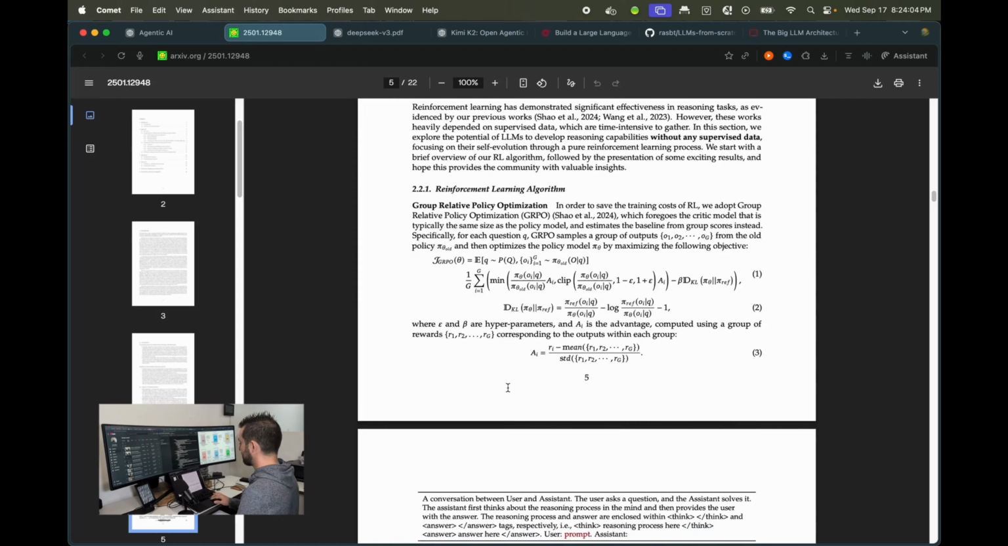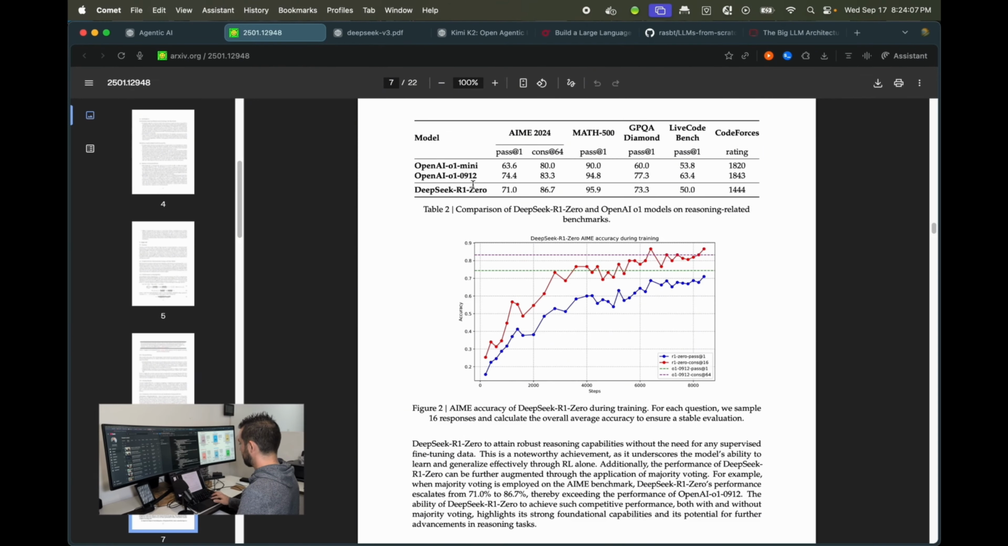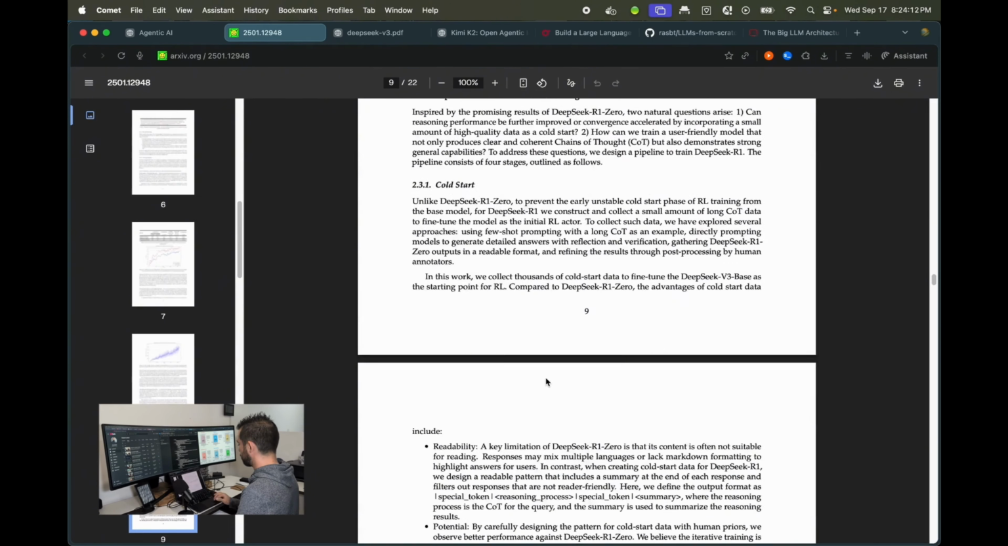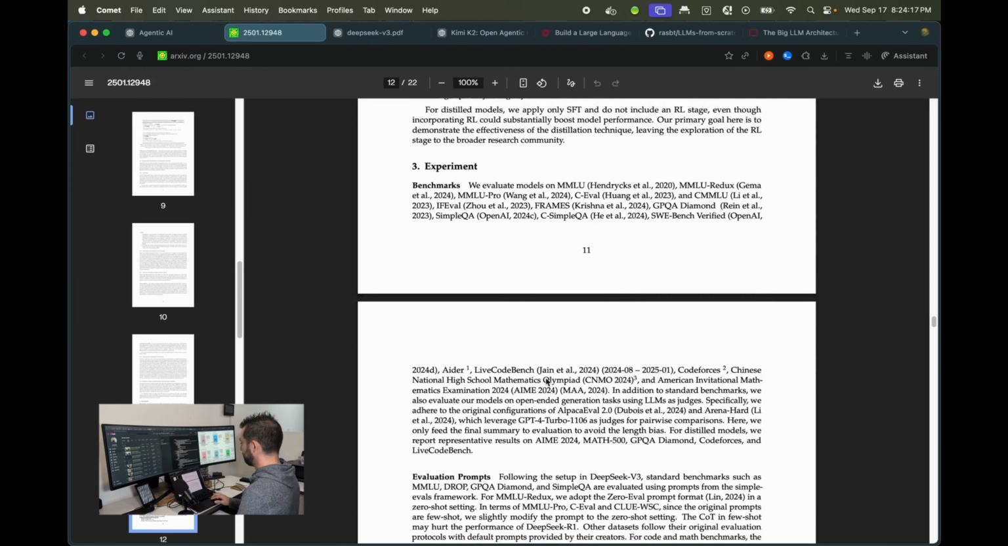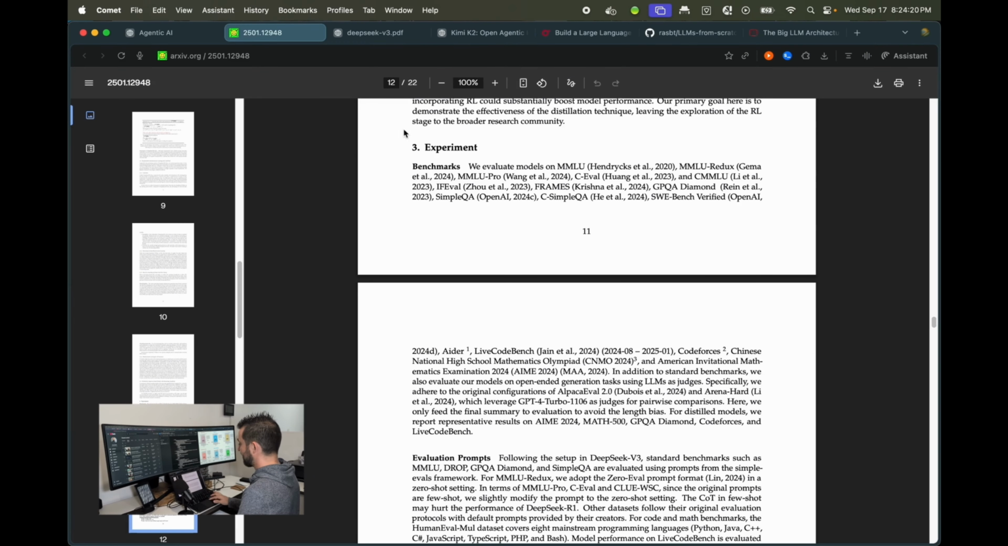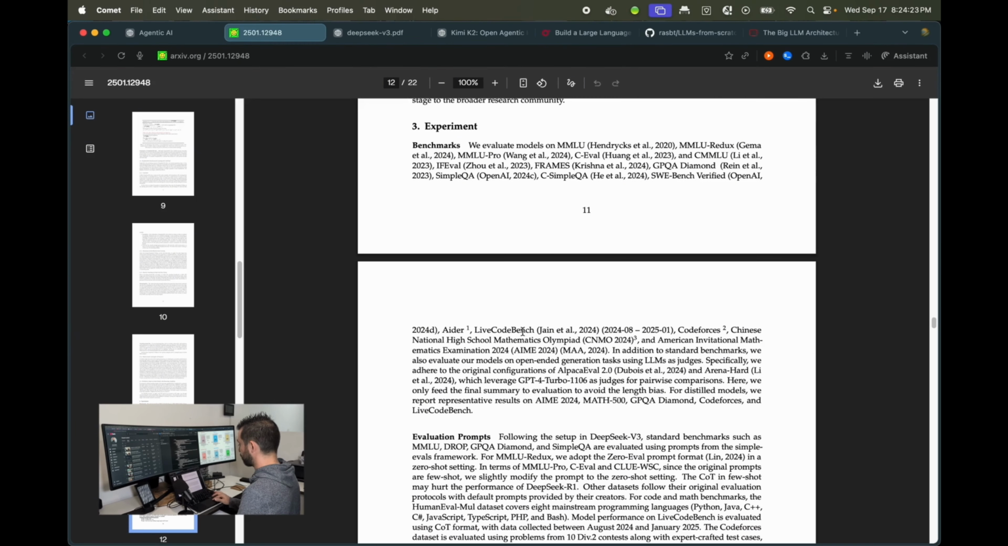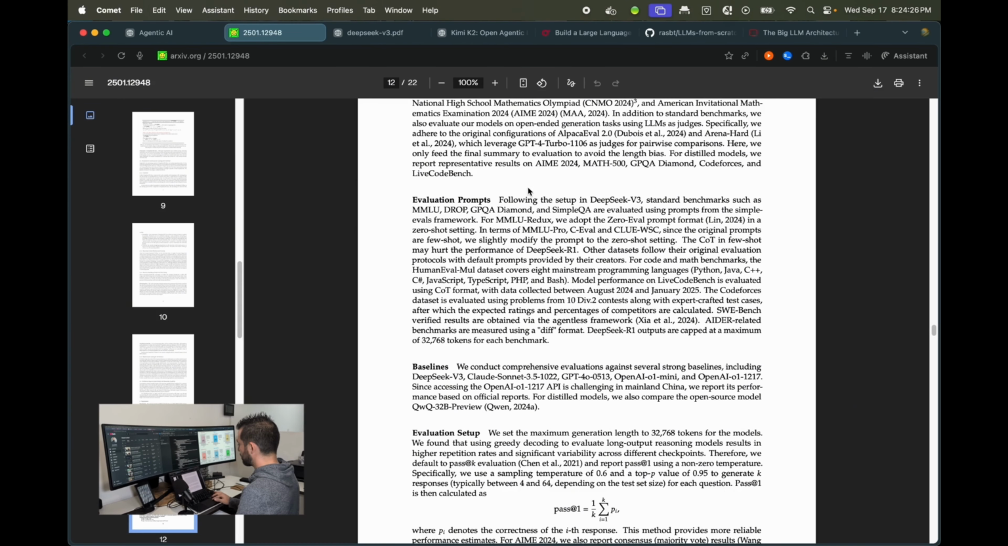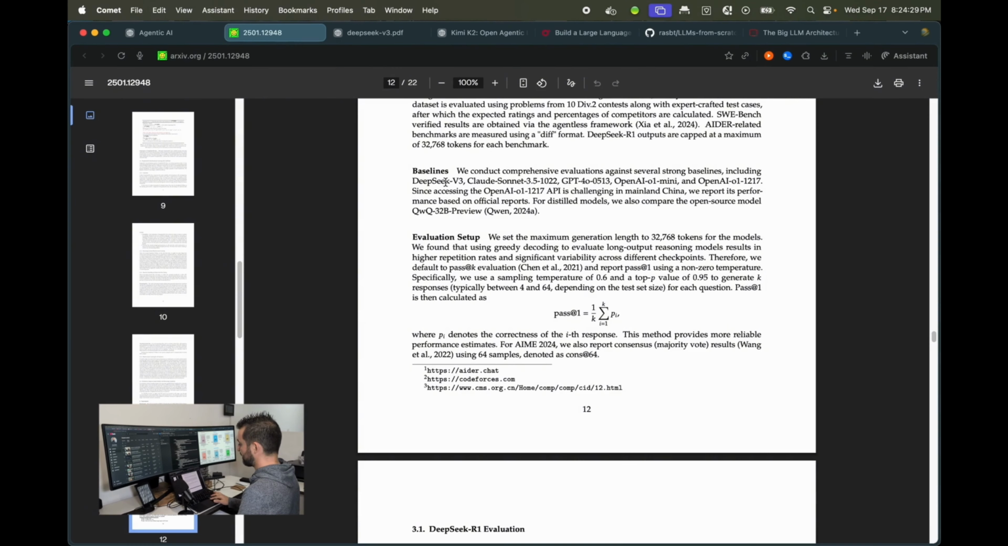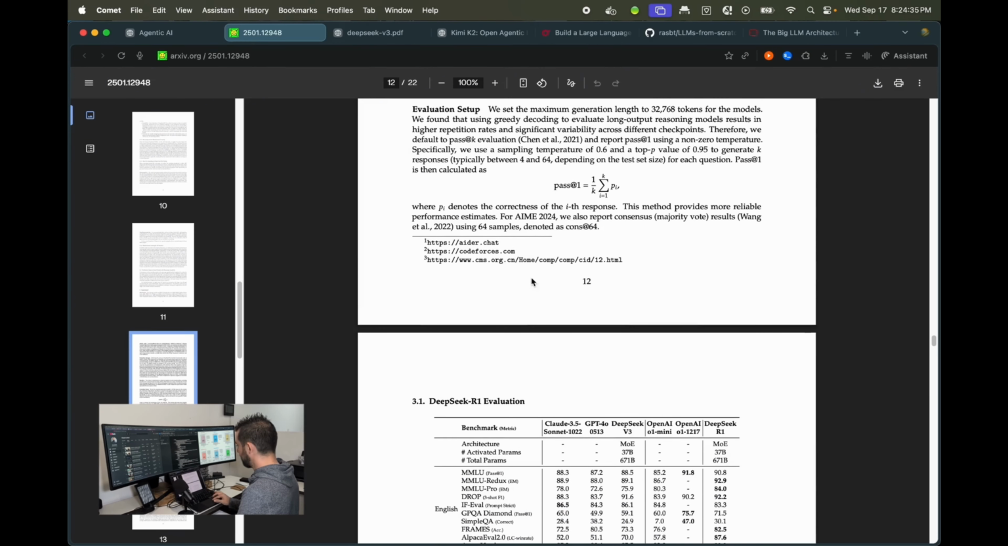We can see the mathematical descriptions, comparisons of different benchmarks, training curves, and experiment details. They then discuss many benchmarks with their references, how they used prompts to evaluate what the baselines were, who they compared against, how they set up the evaluation, and the concept of pass at 1 compared to pass at k, which is important to look at later.